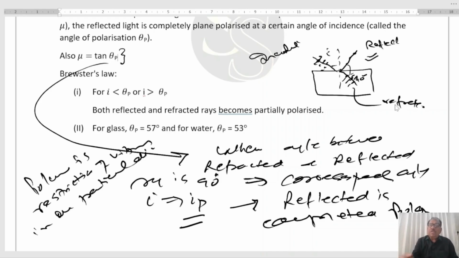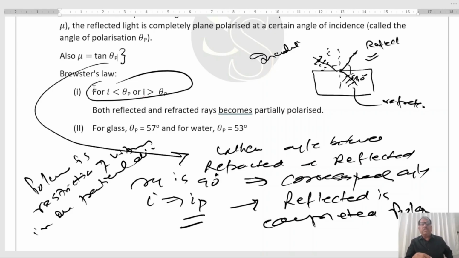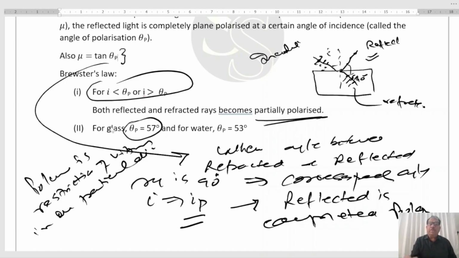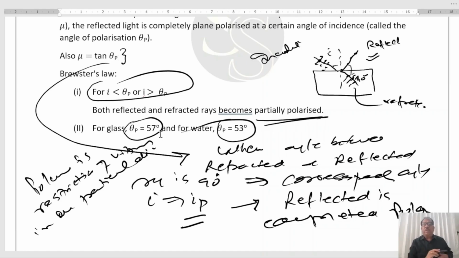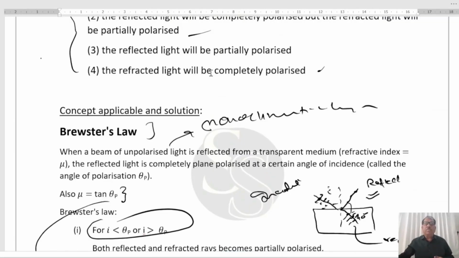But the essential condition for complete polarization is that the angle between the reflected ray and refracted ray should be 90 degree. The corresponding angle of incidence is known as Brewster's angle or polarization angle. If the angle of incidence is greater or less than the polarizing angle, then both the reflected and refracted rays are partially polarized. For glass, it is 57 degree. For water, it is 53 degree. Right? The question was very simple, but I have given additional information in this case.